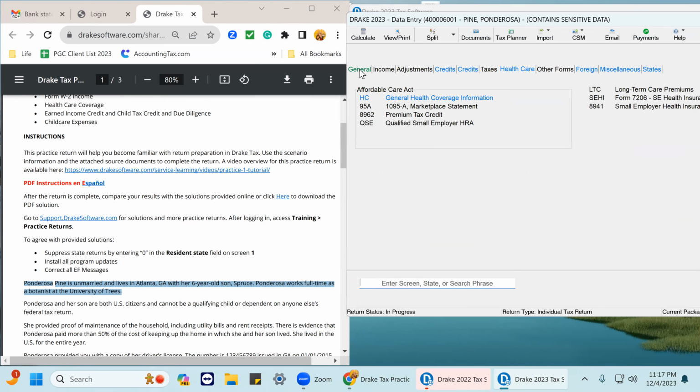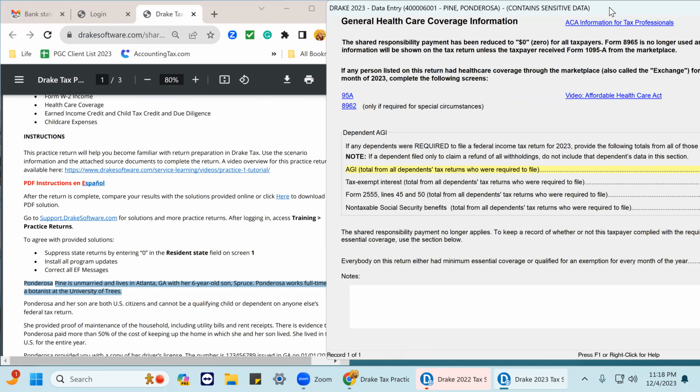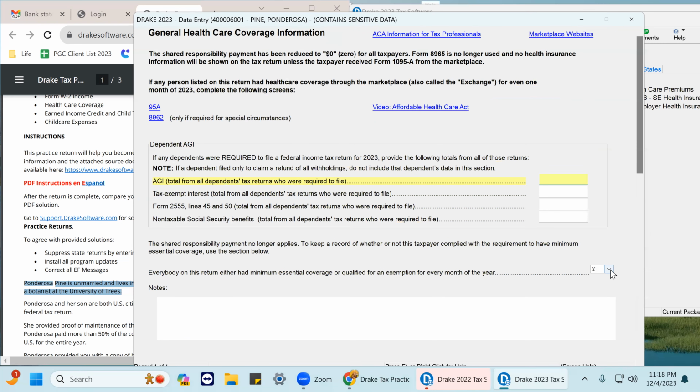So the client can tell you, oh, I don't have the 1095-A, but I have the 1095-B. Then you don't need to input anything. All you need to do is just check the little box. They no longer have a penalty anymore.